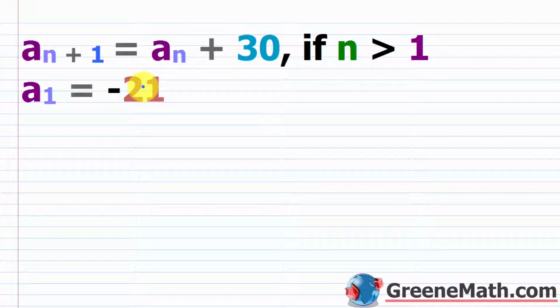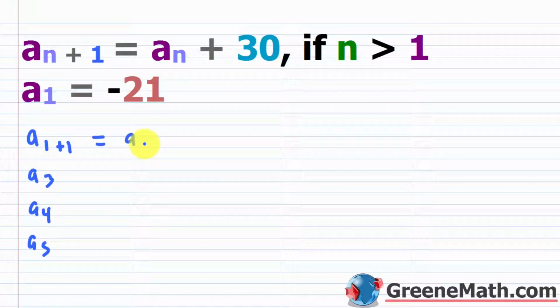So we have the first term of the sequence. It's negative 21. If we wanted a sub 2 and a sub 3 and a sub 4 and a sub 5, what we're going to find is that we really just take the previous term and add 30. That's all we need to do. But how could you show this? So let's start out with this. If I wanted a sub 2, I could break this up and show this as a sub 1 plus 1 like this, and say, okay, this is a sub 1 plus 30. Now it's clear that a sub 1 is negative 21, so I'm just plugging that in there.